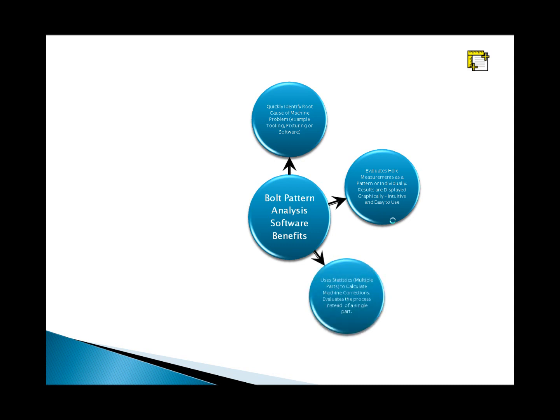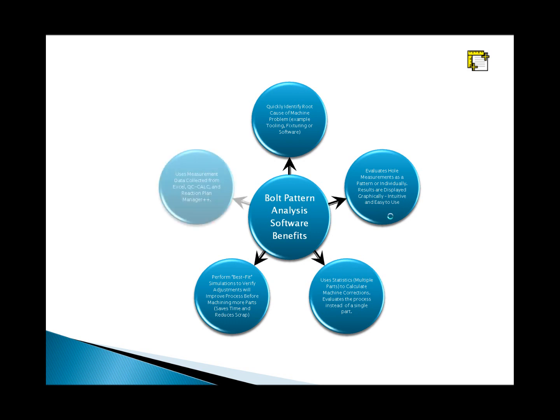Uses statistics to calculate machine corrections. Evaluates a process instead of a single part. Perform best fit simulations to verify adjustments. Will improve the process before machining more parts. It's a huge time saver. Uses measurement data collected from Excel, QC Calc, and the Reaction Plan Manager ++ software solution.